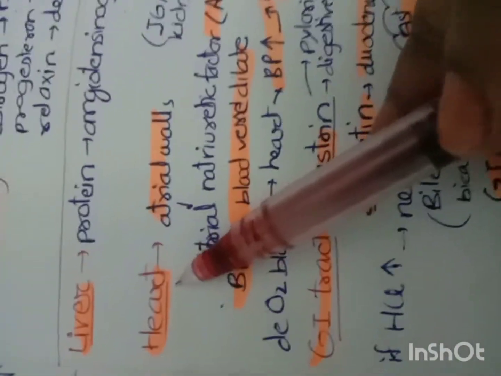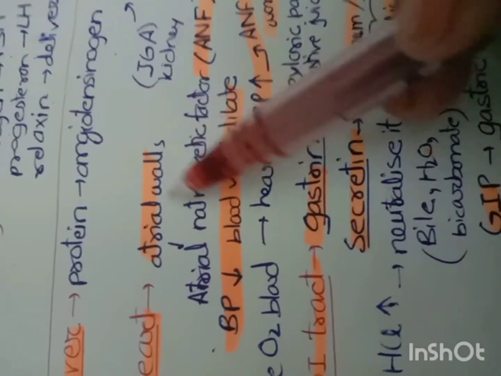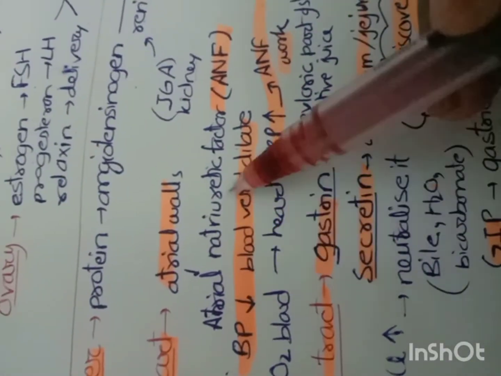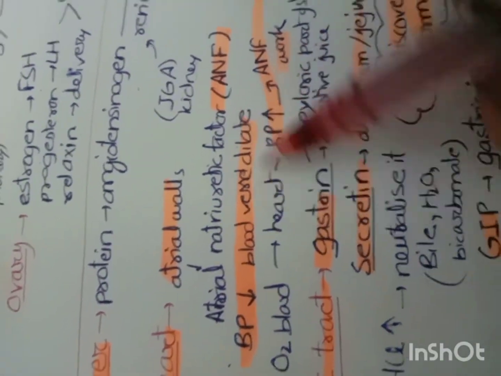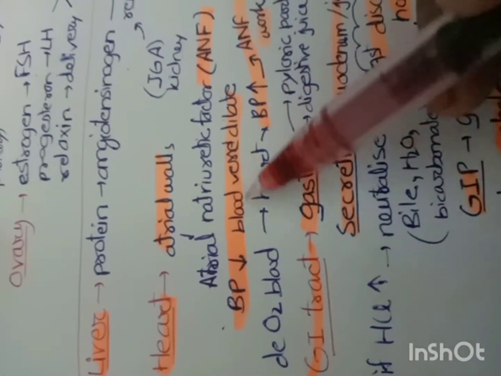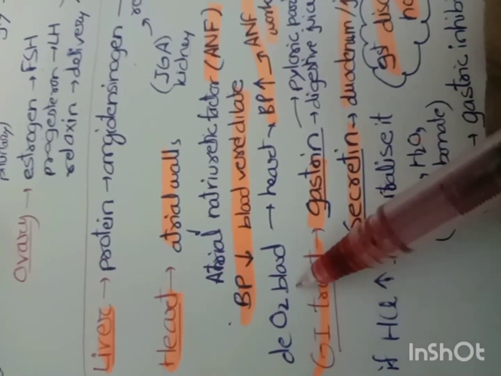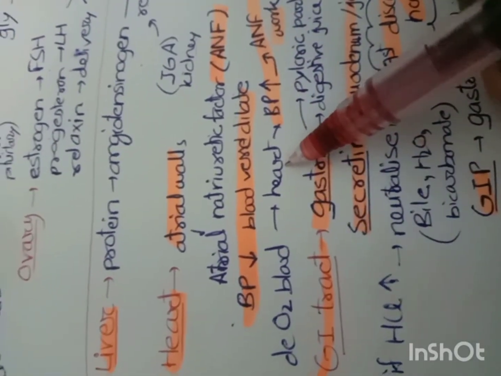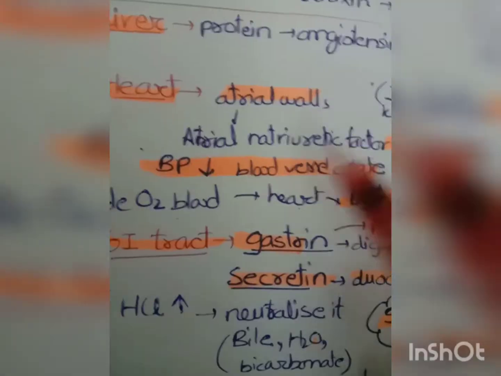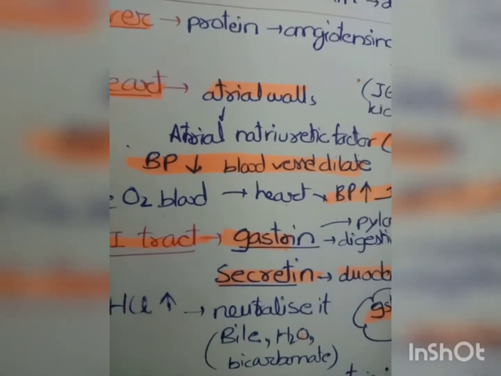Now, the next is our heart. The heart has atrial walls, means the walls of the atrium. It secretes ANF, that is atrial natriuretic factor. This hormone is responsible for decrease of our blood pressure, and hence the blood vessels dilate. The ANF is responsible for decrease in our blood pressure.